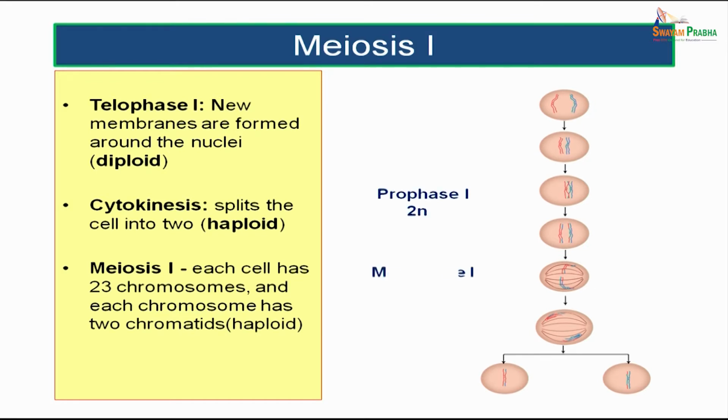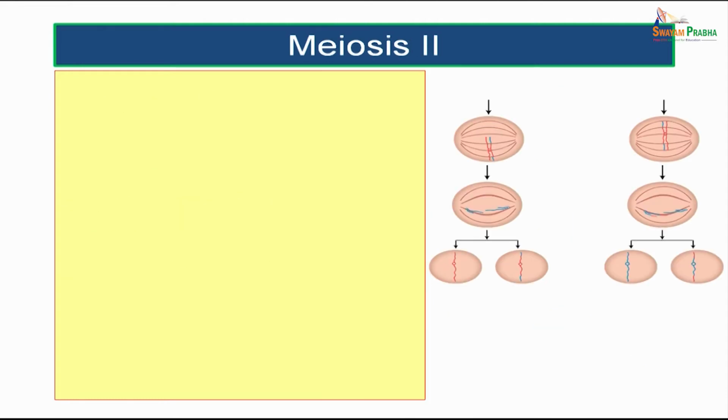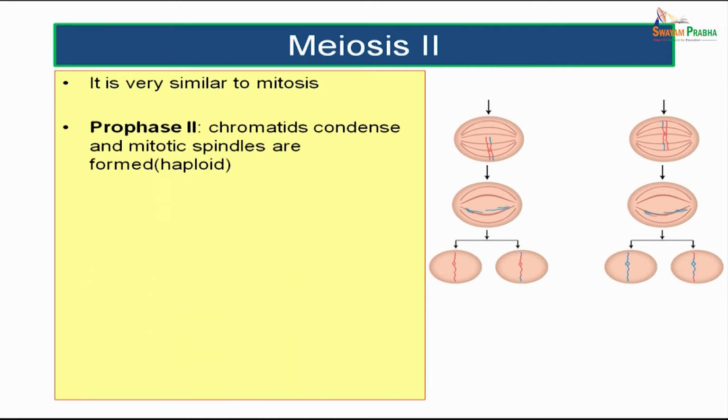So, this is prophase 1 with diploid number of chromosomes, this is metaphase 1 with again diploid number of chromosomes, anaphase 1 with again diploid number of chromosomes, telophase again with diploid. Why? Because the chromosomes are still inside a single cell, and after cytokinesis the cells will be separated and you will have a paired haploid cell. Now, we will move on to the meiosis 2 part.